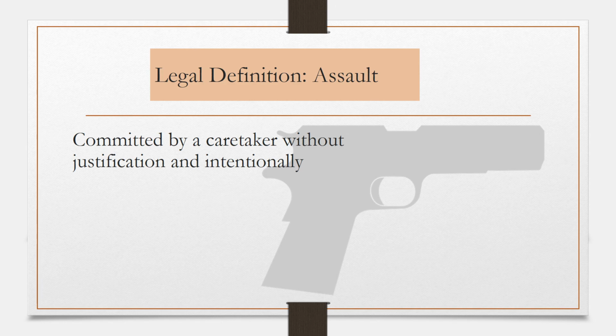An assault is committed by a caretaker when, without justification, the person does any of the following: any act which is intended to cause pain or injury to, or which is intended to result in physical contact which will be insulting or offensive to another, coupled with the apparent ability to execute the act.